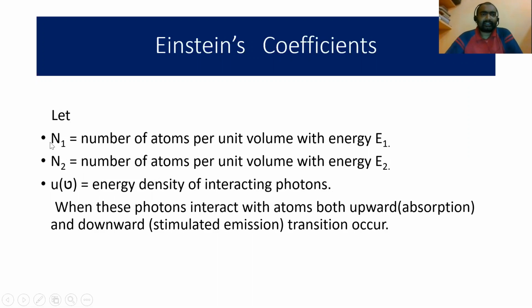So now let us consider N1 is the number of atoms per unit volume with energy E1. Similarly, let us consider N2 is the number of atoms per unit volume with energy E2. Let us consider U of nu as the energy density of the interacting photons. When these photons interact with the atoms, both upward as well as downward transitions occur.